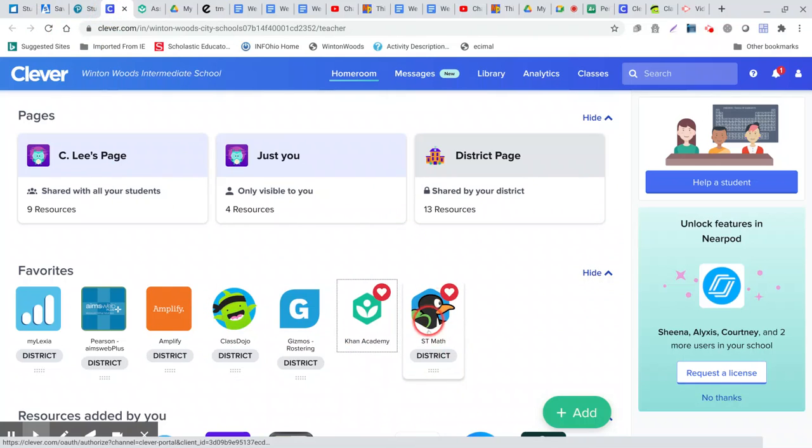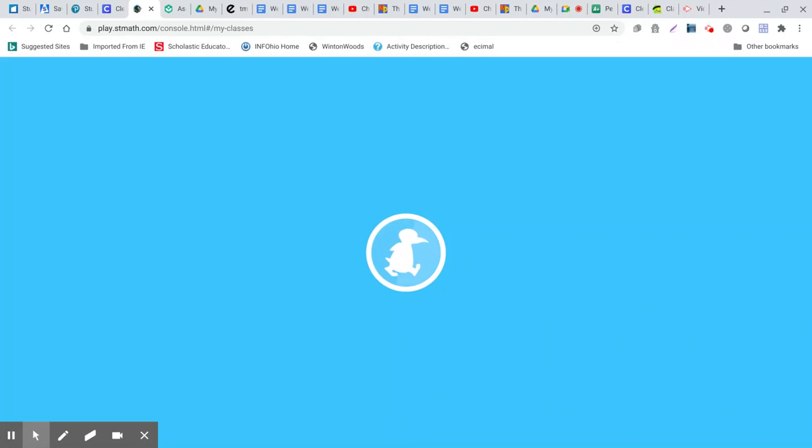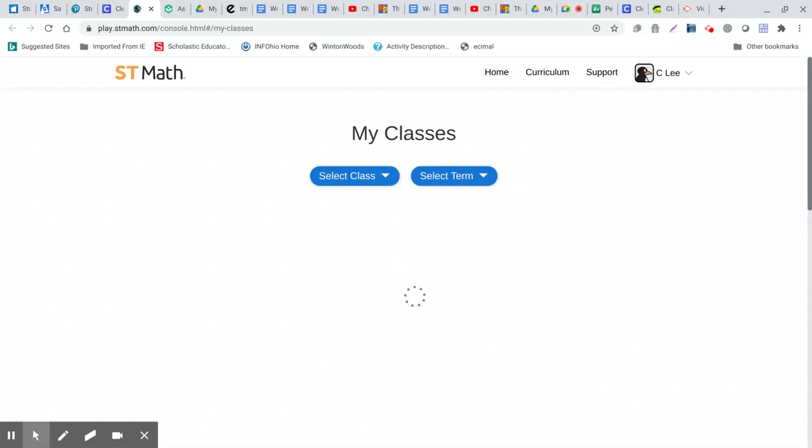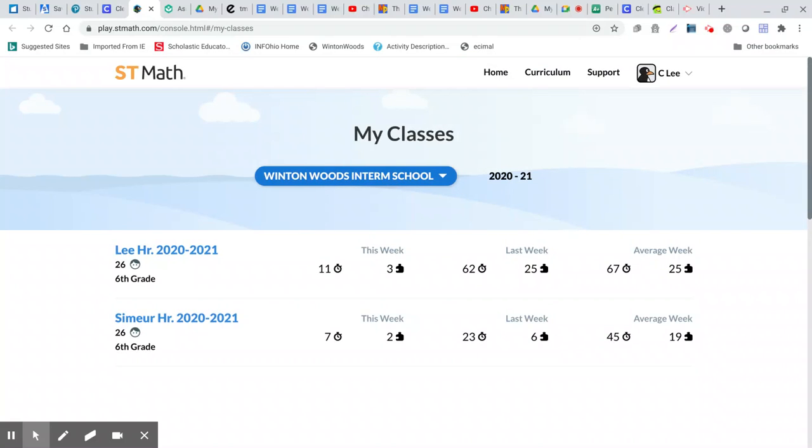To get on ST Math, not Pearson, we do this literally every morning. You click on ST Math. We do it for at least 20 minutes every flex time. That's every morning between 8 and 8:30. You also have an opportunity during computer lab once a week for an hour. And if you need to, you have homework time and weekend time.